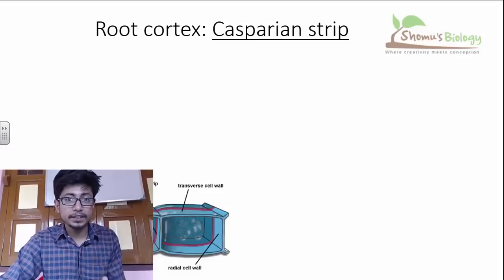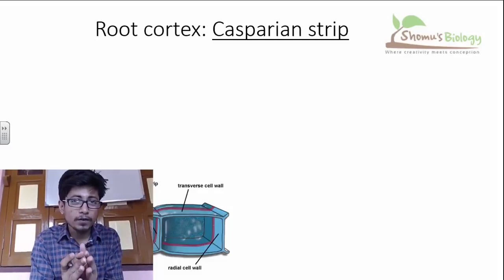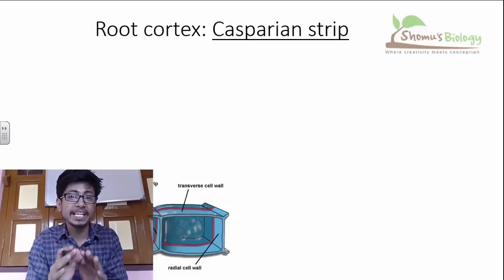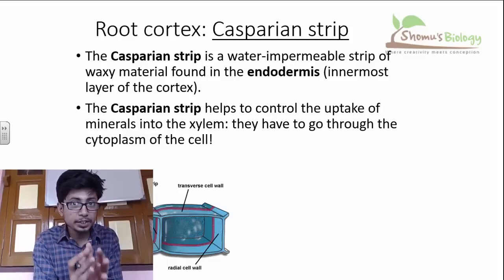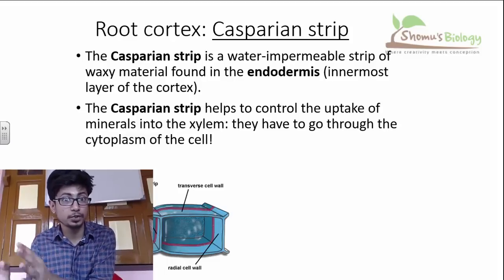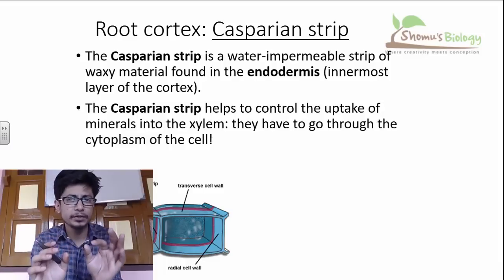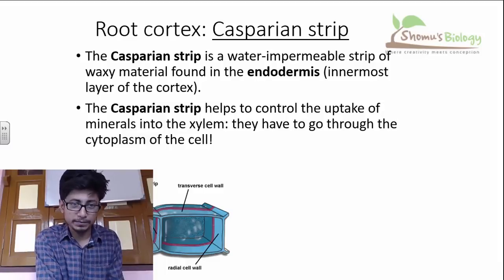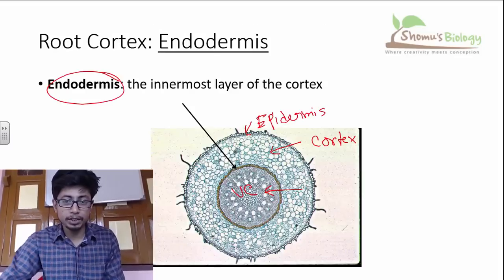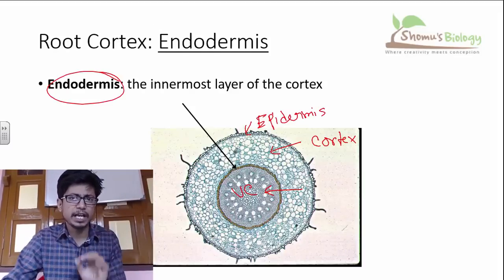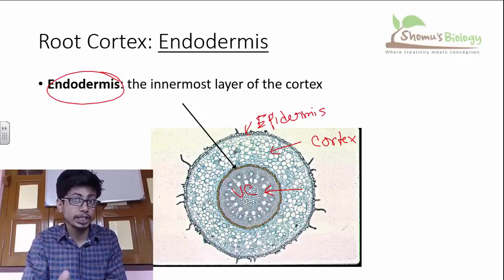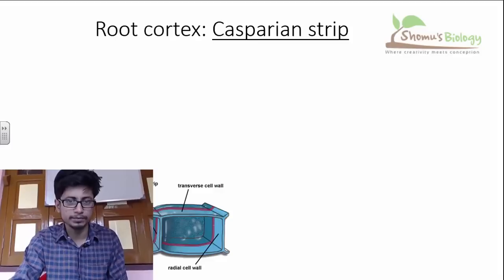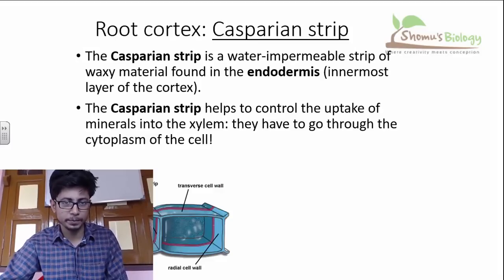And also there are specific structures found called Casparian strips in the root cortex. What is a Casparian strip? A Casparian strip is a water impermeable strip, a kind of waxy material in the endodermis that we saw earlier. Why are these different cells? Because the cell contains a specific type of waxy coating so that water should not enter or get out from these regions, as you see in this picture.